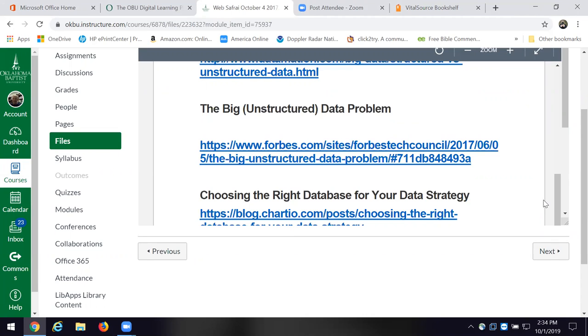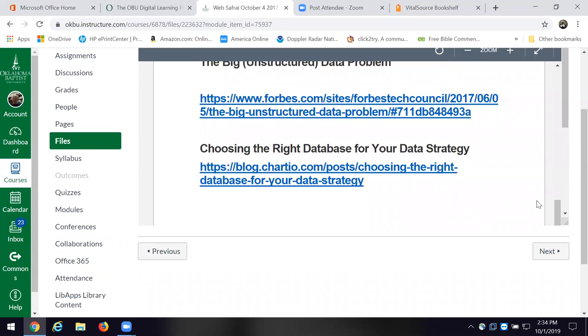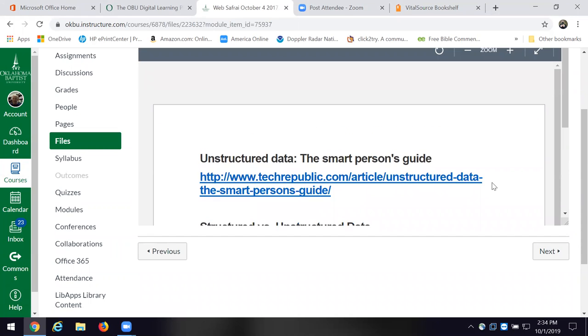And then the big data problem, which is primarily focused around unstructured data, and choosing the right database for your data strategy. So I've got some good resources there for you to take a look at and to learn. When I interact with folks and they ask me, is there anything additional that I could do? Well, I provide you this kind of thing. I don't give you a quiz over these.